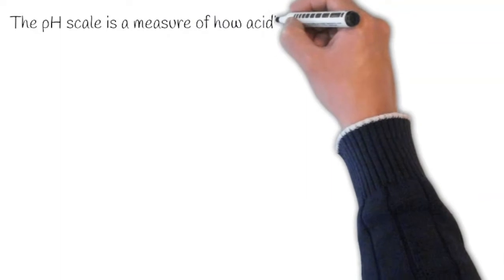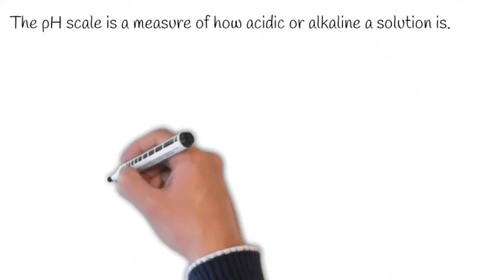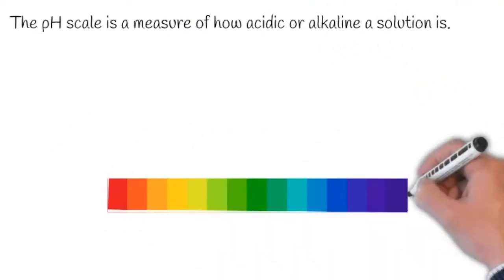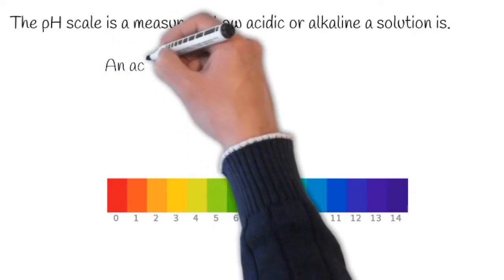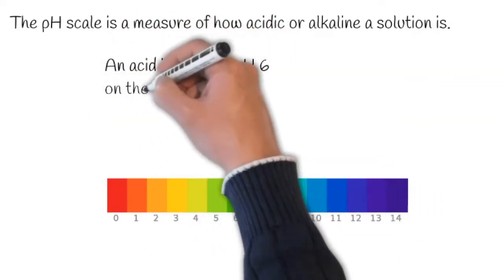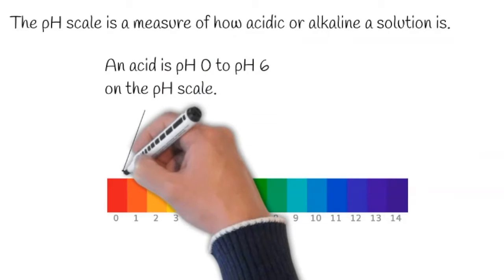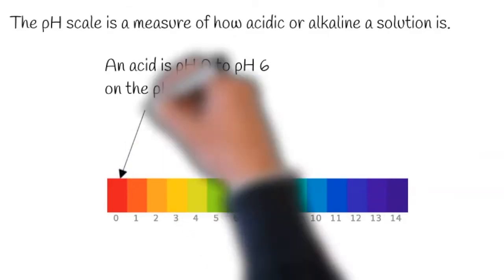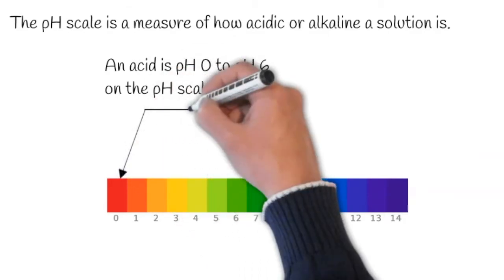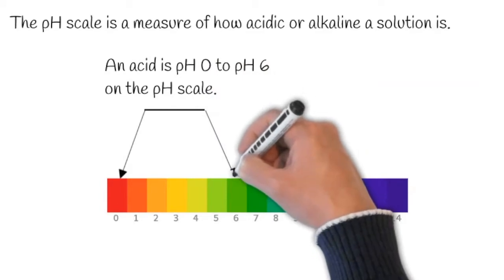The pH scale is a measure of how acidic or alkaline a solution is. Here is a pH scale. An acid is pH 0 to 6 on the pH scale. So from here through to here.